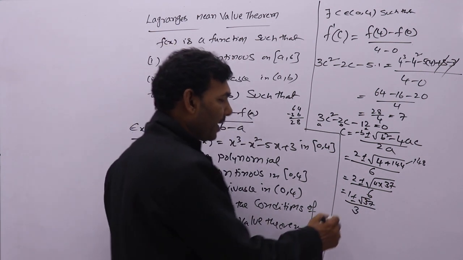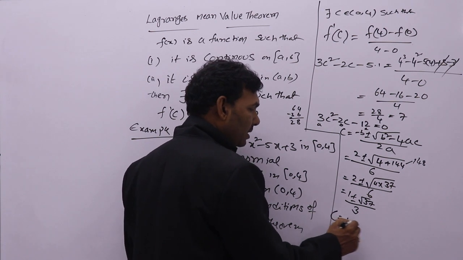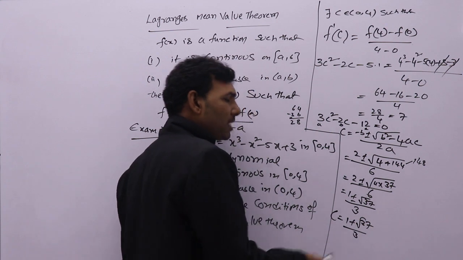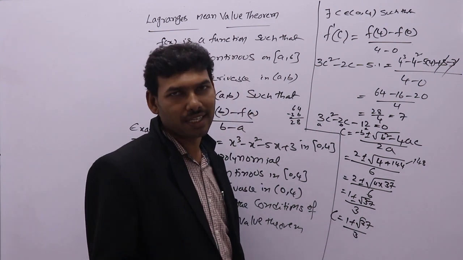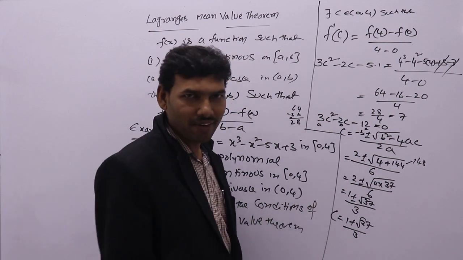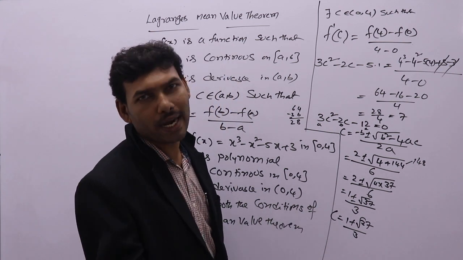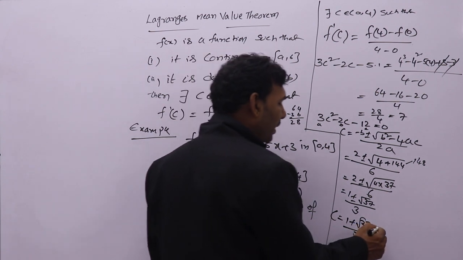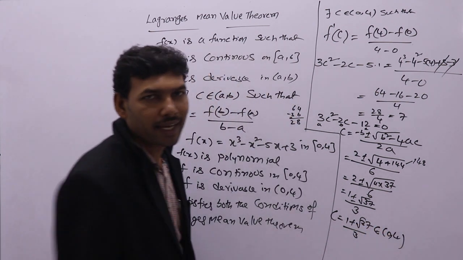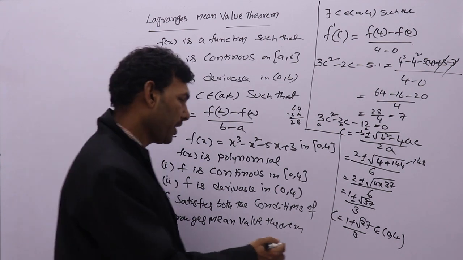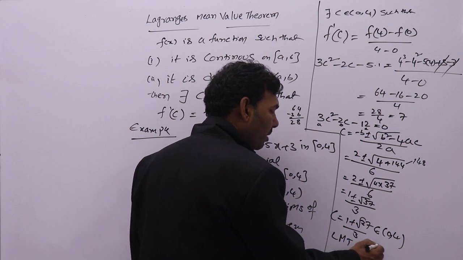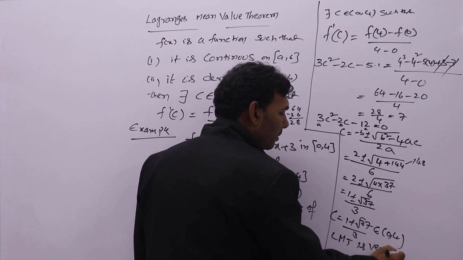Now clearly 1 plus root 37 by 3. Root 37 means assume it is approximately root 36. Root 36 is 6, 1 plus 6 is 7, so 7 by 3, which is 2 point something. 2 point something definitely lies between 0 and 4. Hence Lagrange's mean value theorem is verified. LMT is verified.